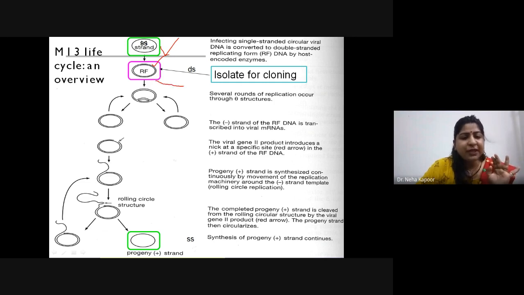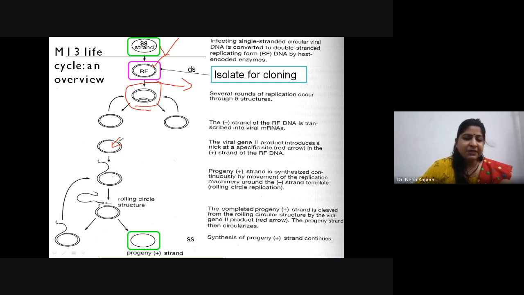We can isolate this double replicative form for cloning purposes, because at that time it would function as a plasmid. If you talk about the further replication process, after several rounds of replication through theta structures forming, the negative strand of the replicating form will be transformed into viral messenger RNA. Then it will produce a nick. As you can see, there is a nick at the specific site.